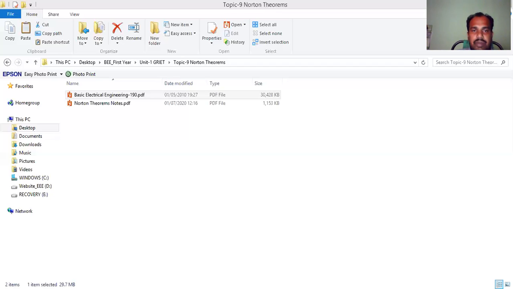So now find the final values and the Norton equivalent across the IN values. This is the circuit diagram with IN and 6 ohms. Okay, thank you.